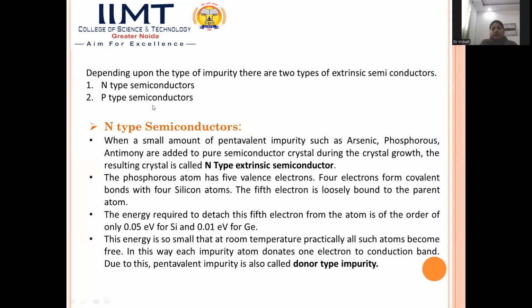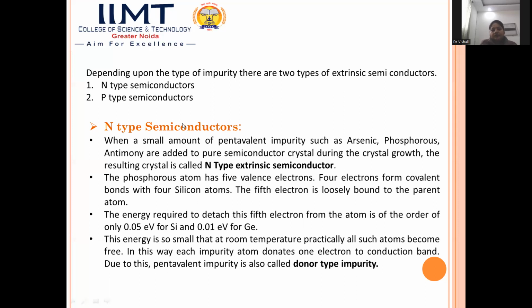Now, depending upon the type of impurity, we have two types of extrinsic semiconductor. If we are adding a pentavalent impurity, then we will get the semiconductor that is called an N-type. And if we are adding a trivalent impurity or the acceptor impurity, then the semiconductor we get as a result is called a P-type semiconductor. So now we will discuss the N-type and P-type semiconductors. First of all, the N-type semiconductor.